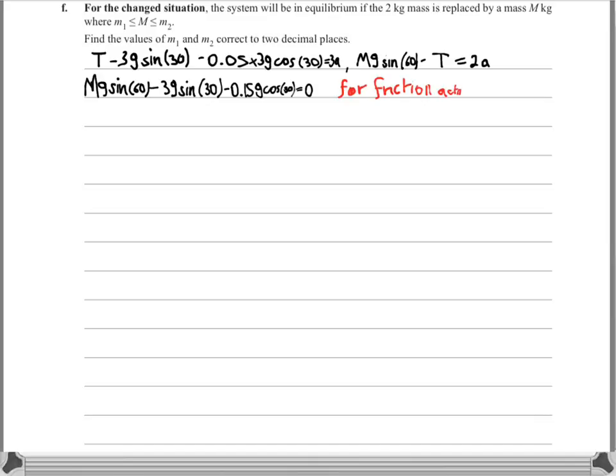Now, this is the situation where the friction is acting down the plane. Okay, so that helps the weight force to pull it back down. And the only thing that might be pulling it up in the other direction is the tension force, and that's linked to the weight force of the other mass, the 2 kilogram mass.